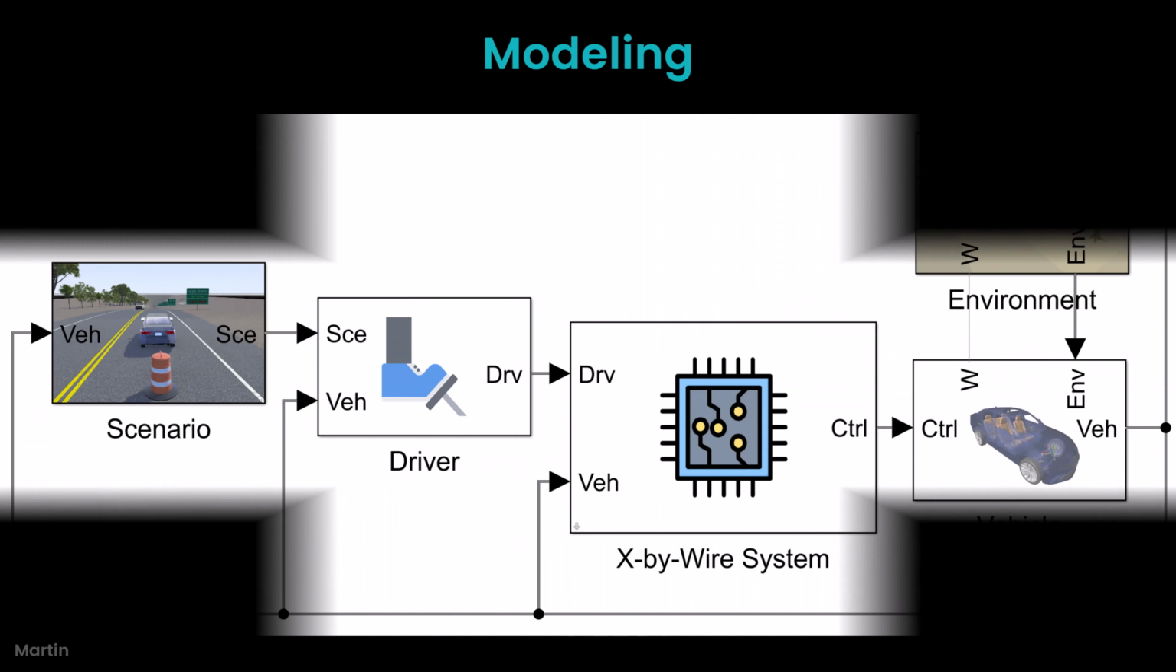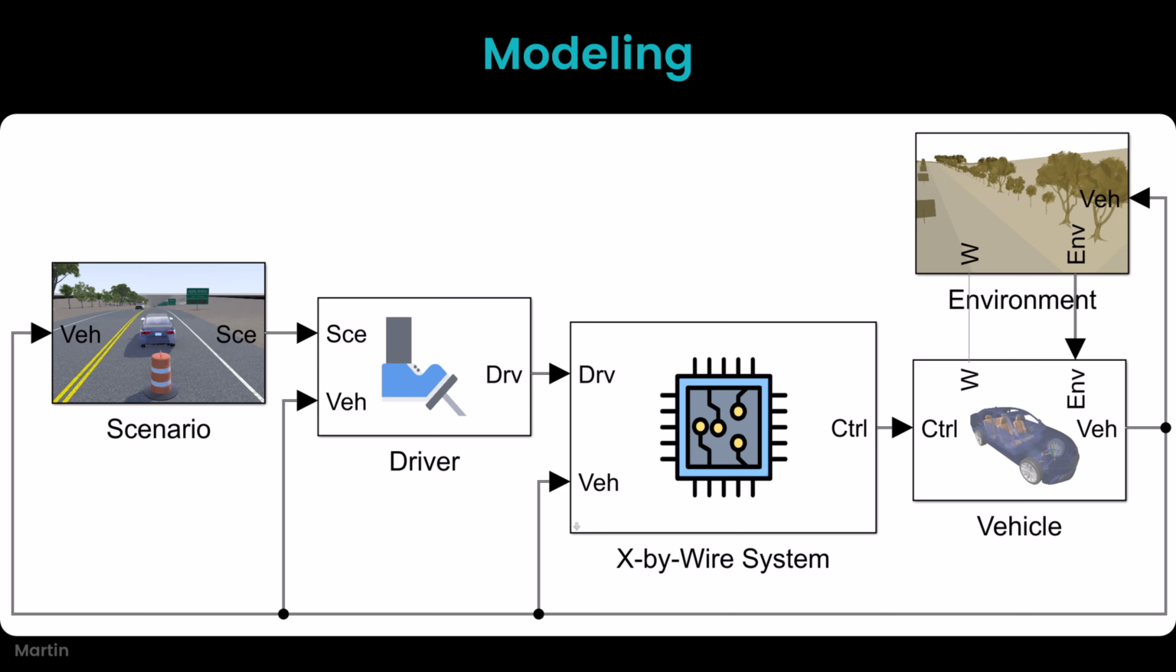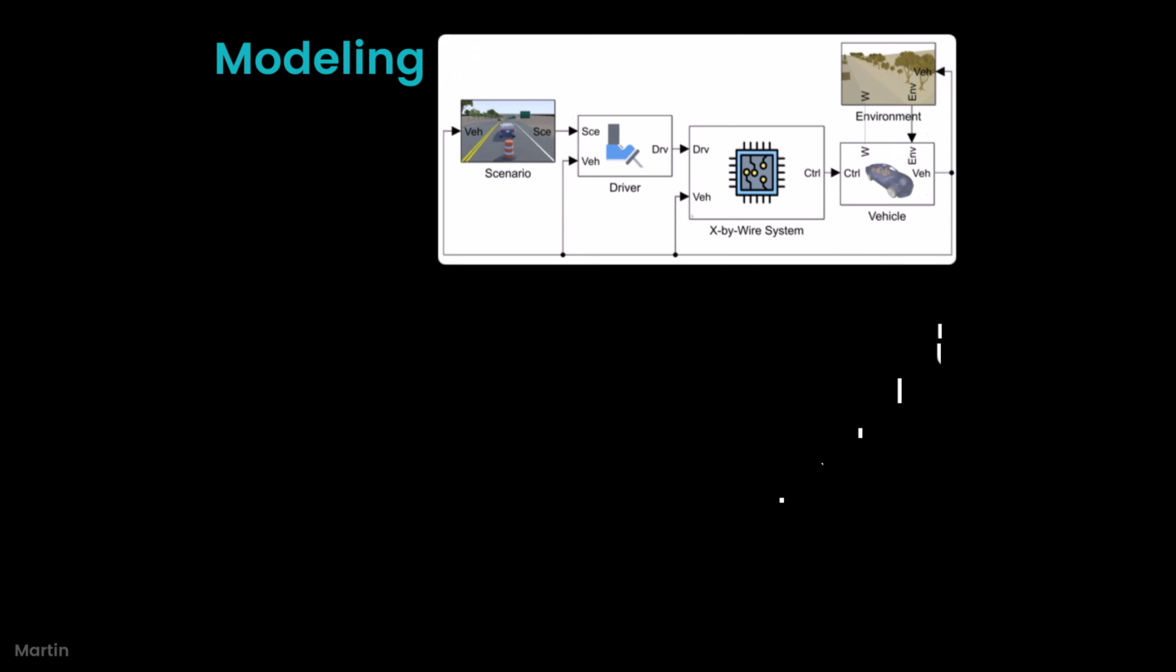We start from modeling. Here is the top model in Simulink. It brings together the scenarios that define operational situations, driver models that follow predefined trajectories, the X-by-wire system, the vehicle dynamics, and the surrounding environment that provides road surface, frictions, etc., all in one integrated view.